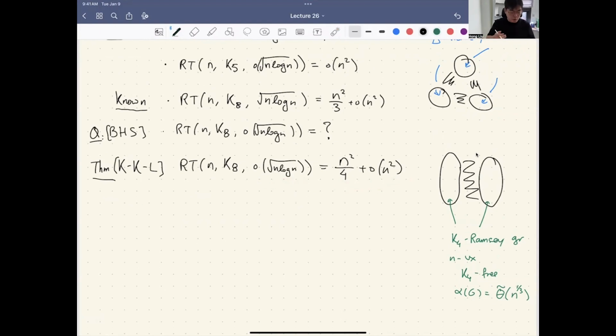Let's prove the upper bound here. The upper bound uses several tools. One of the tools is dependent random choice. Let me state this part first. Here is the lemma using dependent random choice. So one of the lemmas is the following.